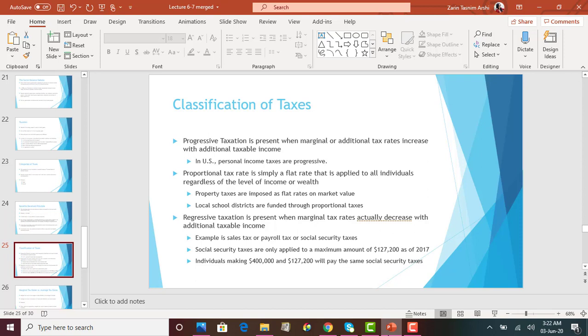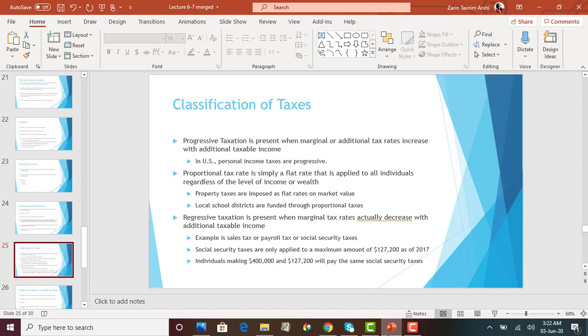Now there are three different classifications of taxes. The first one is progressive taxation. That's what we have in the US for the income taxes. What that means is, again, as your income level goes up, your marginal tax rate also goes up. So the additional tax rate that you pay on the income goes up with your income level. An example would be your US personal income taxes.